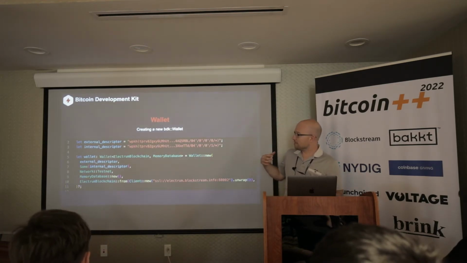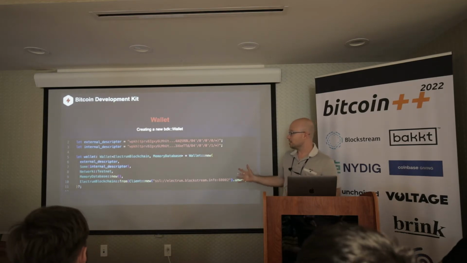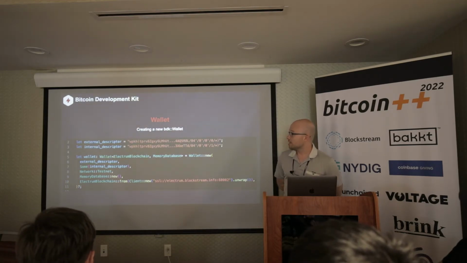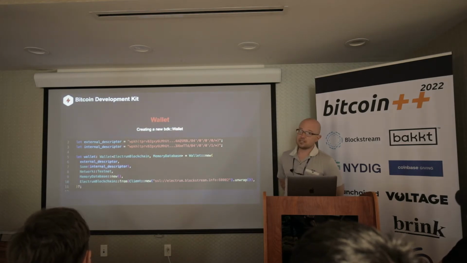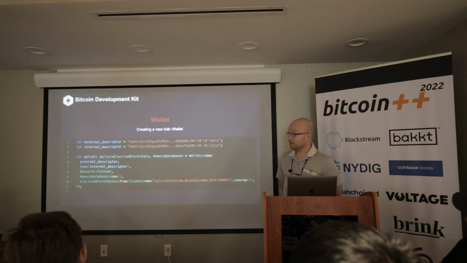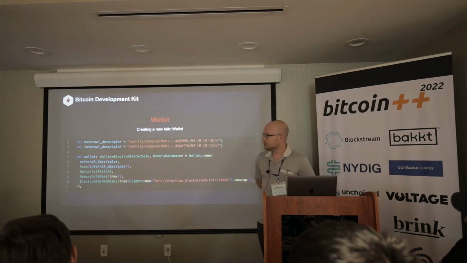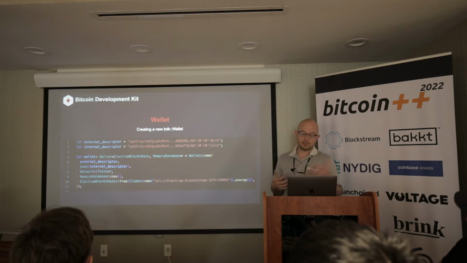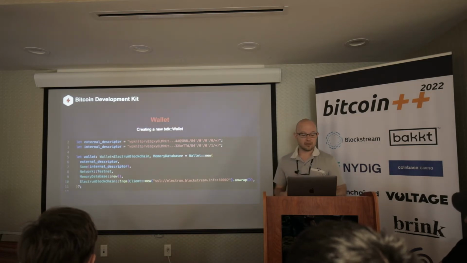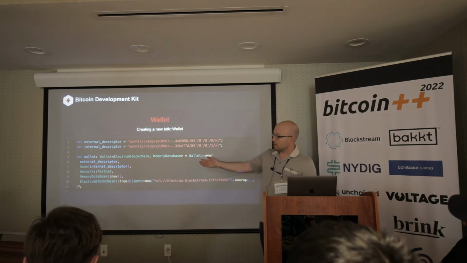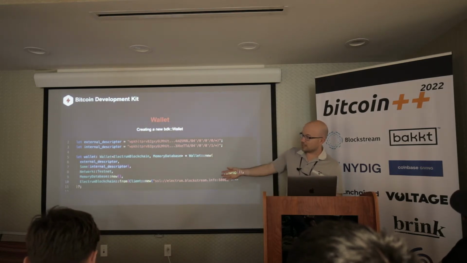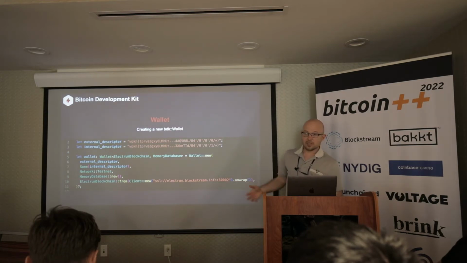This API is still in flux a bit, but currently I think it looks like this, where you set up your descriptors. Your external descriptor is your receive addresses that you're going to give out to people, or how you fund your wallet. The internal descriptor is for your change addresses, when you make a transaction and need to send the money back to your wallet. When you construct a new wallet, you give it your descriptors, you tell it what network you're working with, and you give it a database and a blockchain. In this case, we're using the in-memory database and an Electrum blockchain using Blockstream's public endpoint.